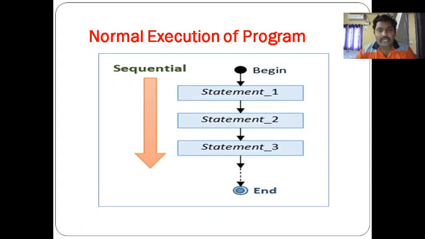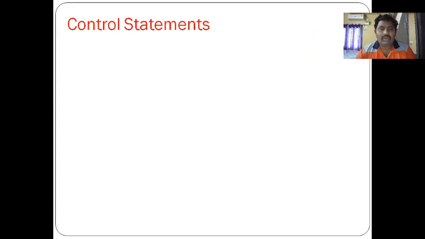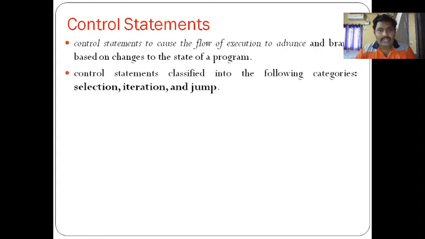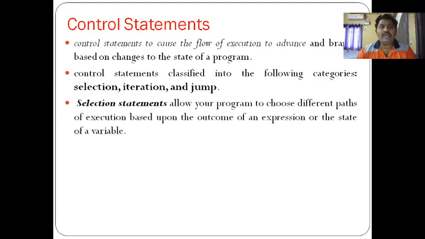If you want to change the flow of the execution of the program, we can do it by using a programming language concept called control statements. Based upon certain conditions, we make our program traverse different branches. In the Java programming language, we have selection statements, iteration statements, and jump statements. Those are the three categories of statements which are available.